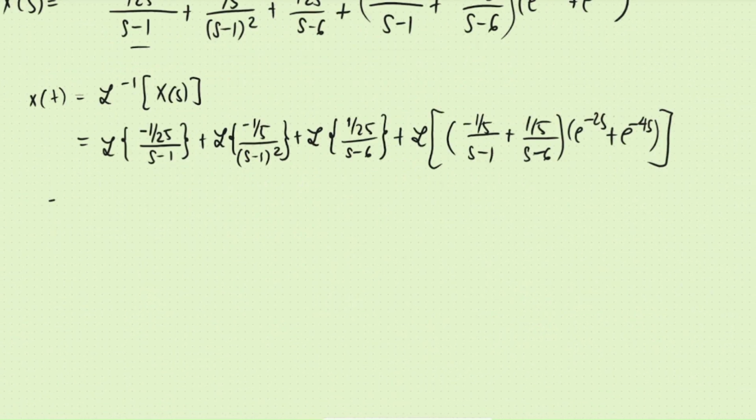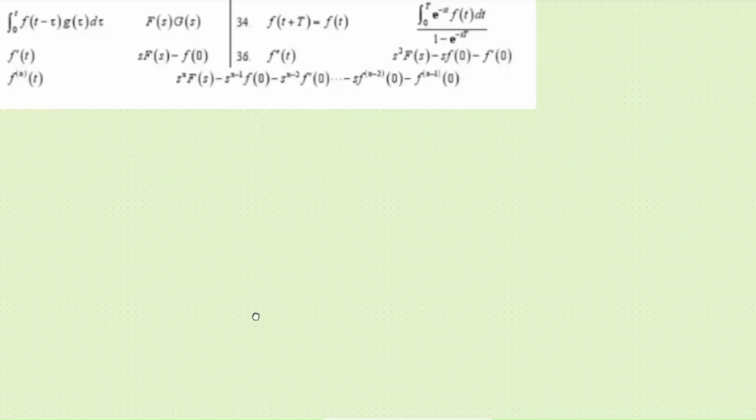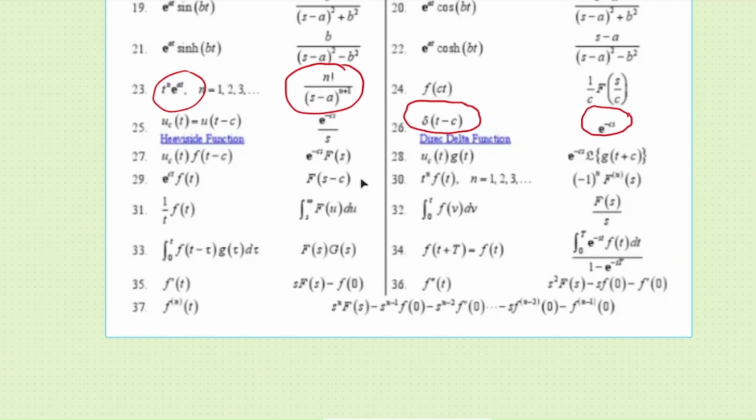So this one here, we can actually factor out the constant, which is negative 1 over 25. So we'll now have Laplace of 1 over s minus 1. It's just e to the a. Our a is 1, so e to the t. This one is this form here. The Laplace transform of n factorial over s minus a to the n plus 1 is just this one, t to the n e to the at.